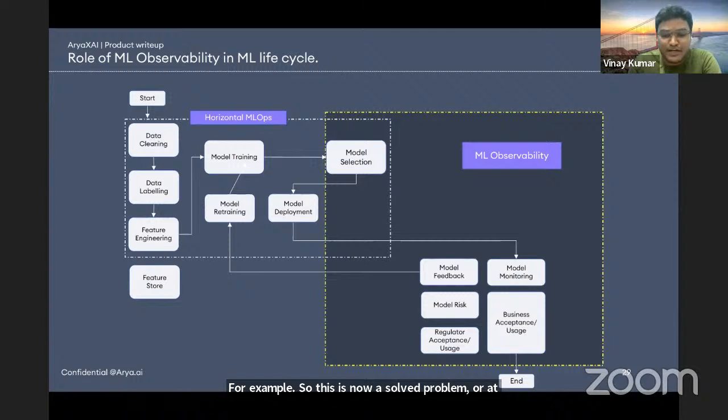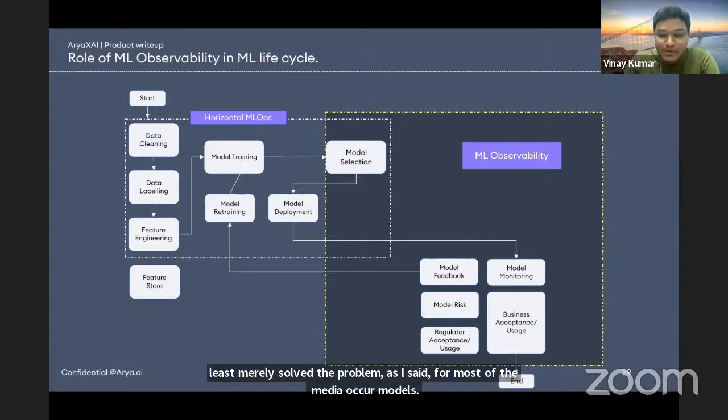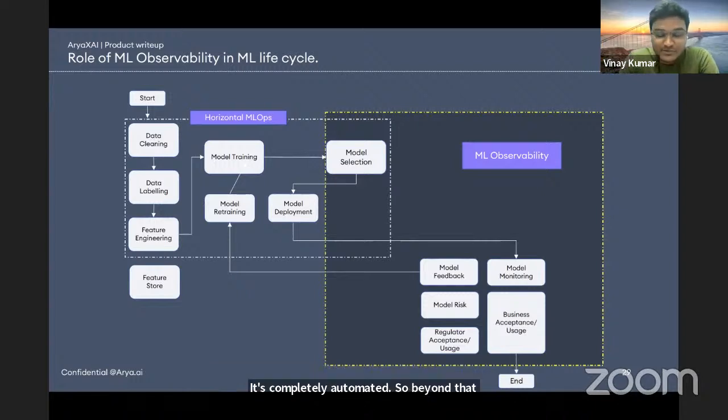As I said, for most of the mediocre models, it's completely automated. Beyond that, the technique and the efforts will differentiate the model performance in any case. As model manufacturing is getting simplified, model acceptance is what people need to focus on, right? This is where ML observability will come into play. ML observability can help you keep up with the pace at which model manufacturing is happening.